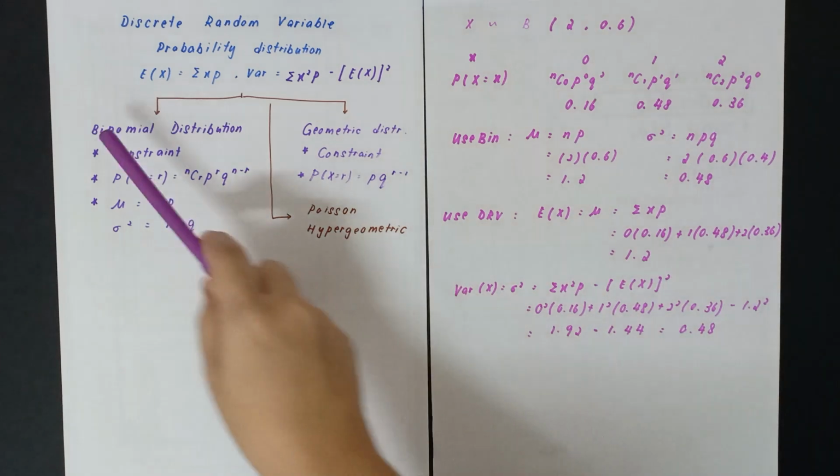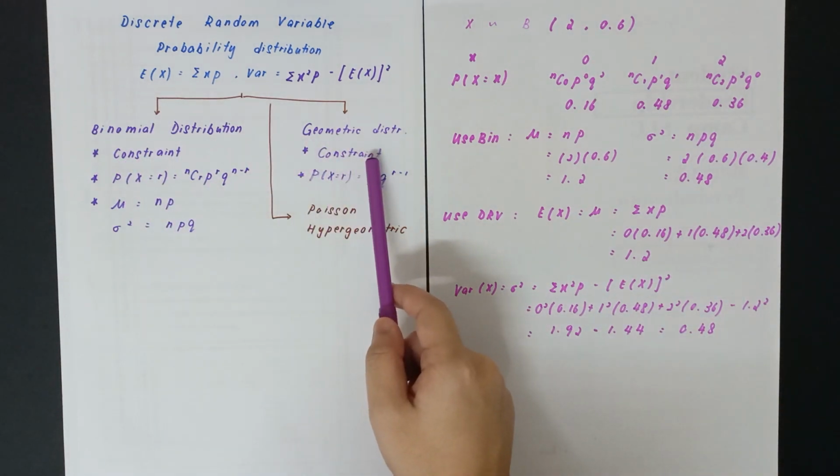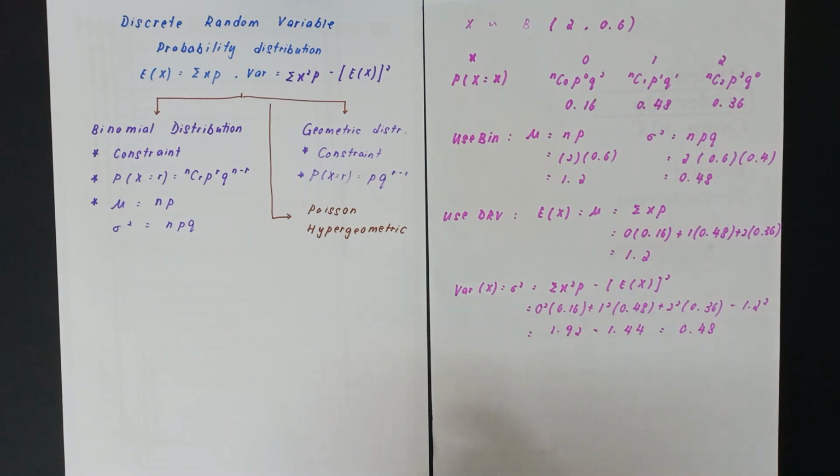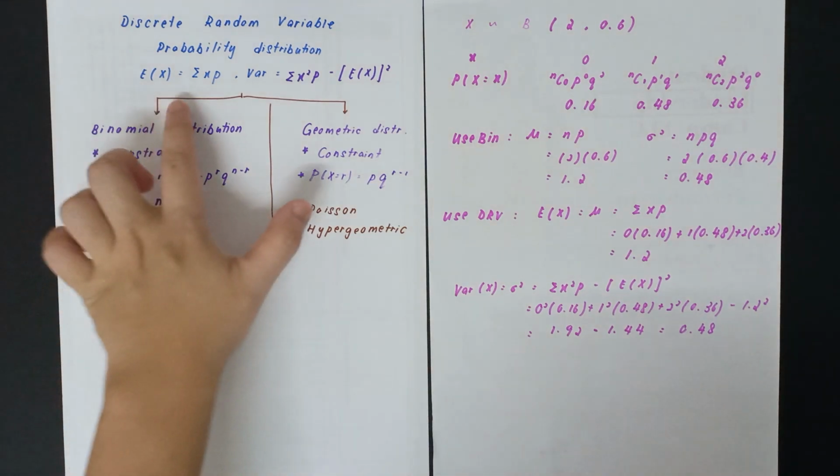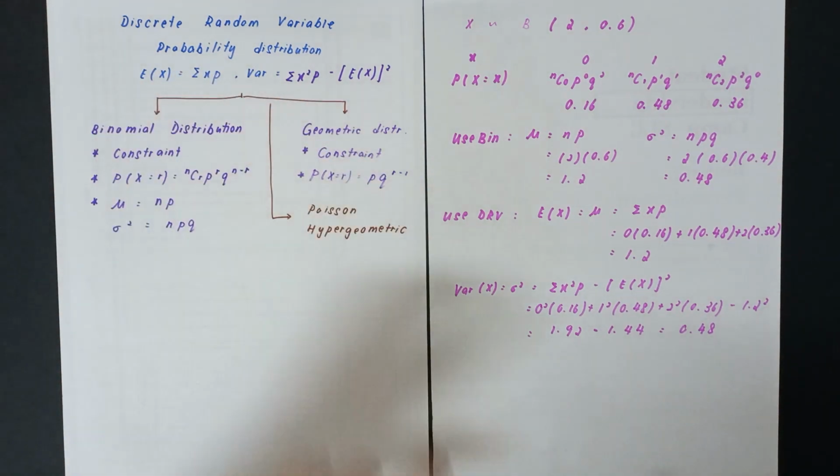So anything that you use, binomial or geometric, if you're not sure whether the question is asking about a binomial or a geometric, and they want you to find expectation and variance, then you can use discrete random variable, because everything is under discrete variable. So that's why you can solve everything using these two formulas.